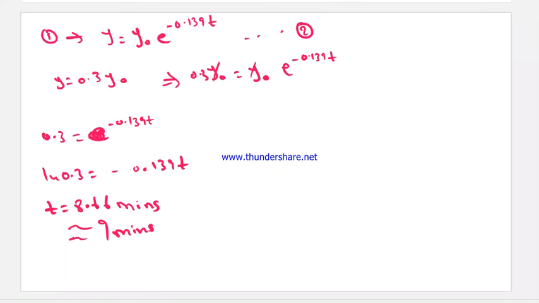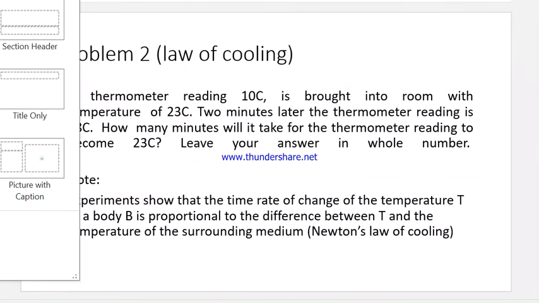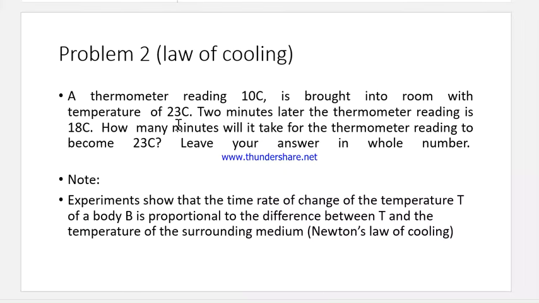So let's go to the second question. In this question, we shall be looking at the thermometer. A thermometer reading 10 degrees C is brought into a room with a temperature of 23 degrees Celsius. So let's look at this. So this is the thermometer.